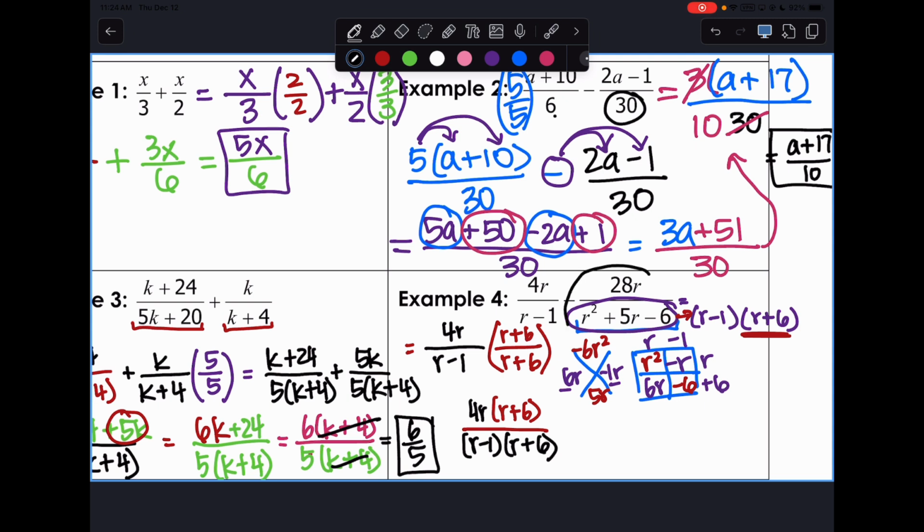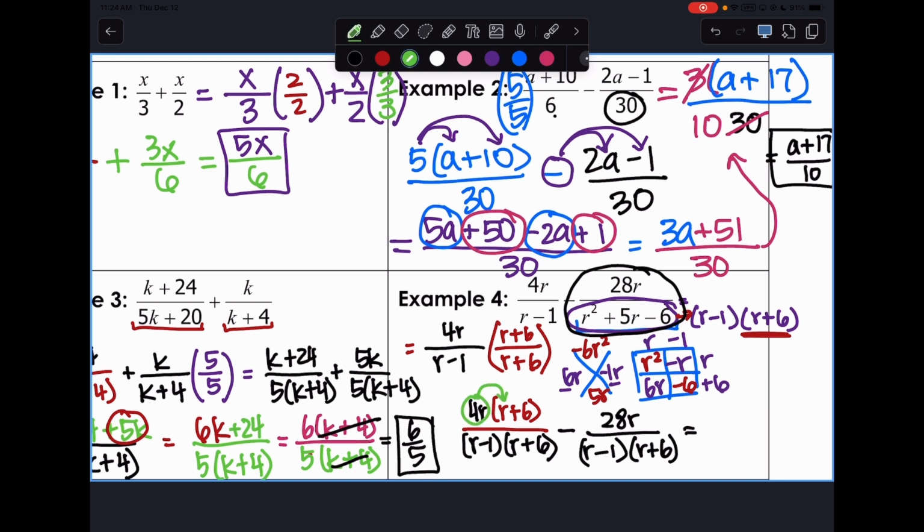Then I'm going to rewrite this piece right next to it. So minus 28r. That one doesn't need to be multiplied with anything because we got the common denominator from that addend. So r squared is not necessary. We just need r minus 1. And I don't know how to write it. r minus 1 times the quantity of r plus 6. Now I can combine. But before I do, what do I need to do?